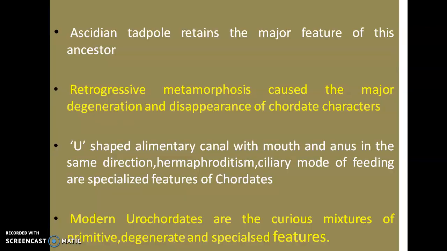Then the ascidian tadpole retains most of the chordate characters which are present in the ancestor, and then retrogressive metamorphosis leads to major degeneration as well as the disappearance of chordate characters. The U-shaped alimentary canal with mouth and anus in the same direction, hermaphroditism, and ciliary mode of feeding are specialized features. Modern Urochordates can thus be curious mixtures of primitive, degenerate as well as specialized features. So that's all about the phylogeny of subphylum Urochordata.